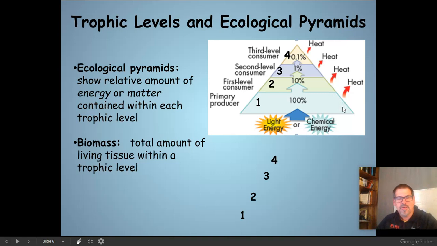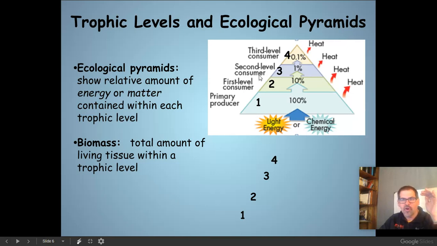Now we really have 3 kinds of pyramids. We have 3 kinds of ecological pyramids. This one shows a pyramid of energy. We can also talk about it in terms of a pyramid of biomass, meaning if you could somehow magically weigh every single plant at your hunting land, that would be a huge number, and that would be our 100%.